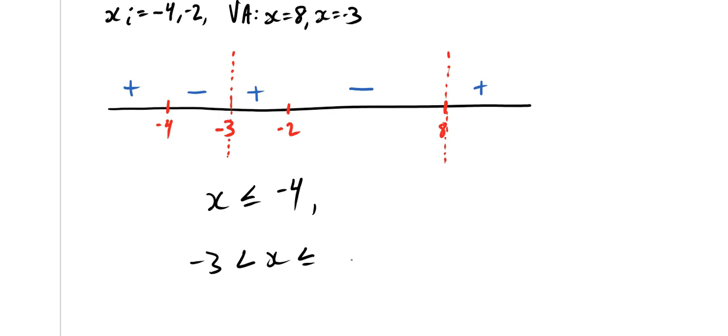Why is one of them less than, and the other one's less than or equal to? Because with negative 3, the whole point of it being an asymptote is it can never touch 0, so it can't be. Right, so it's not going to be equal. The function doesn't even exist at negative 3 because it's an asymptote.